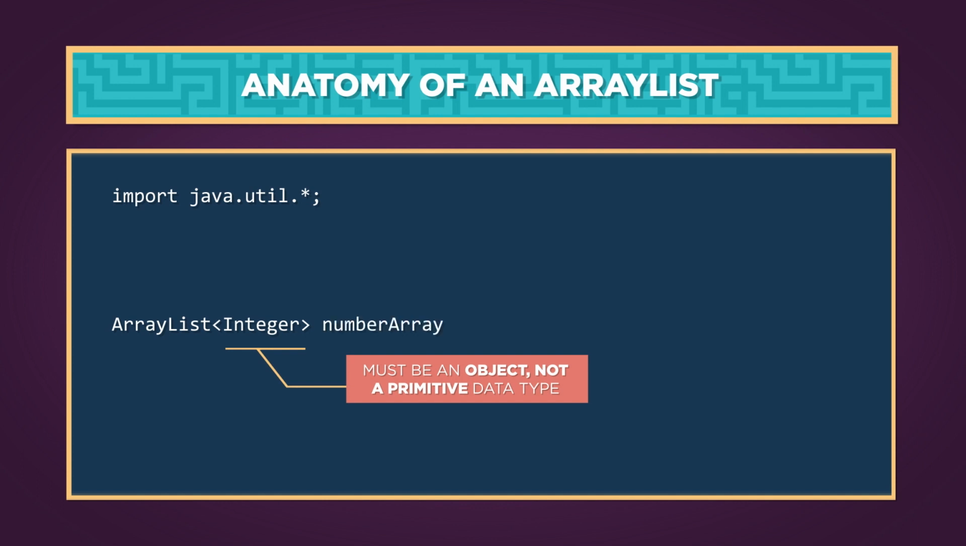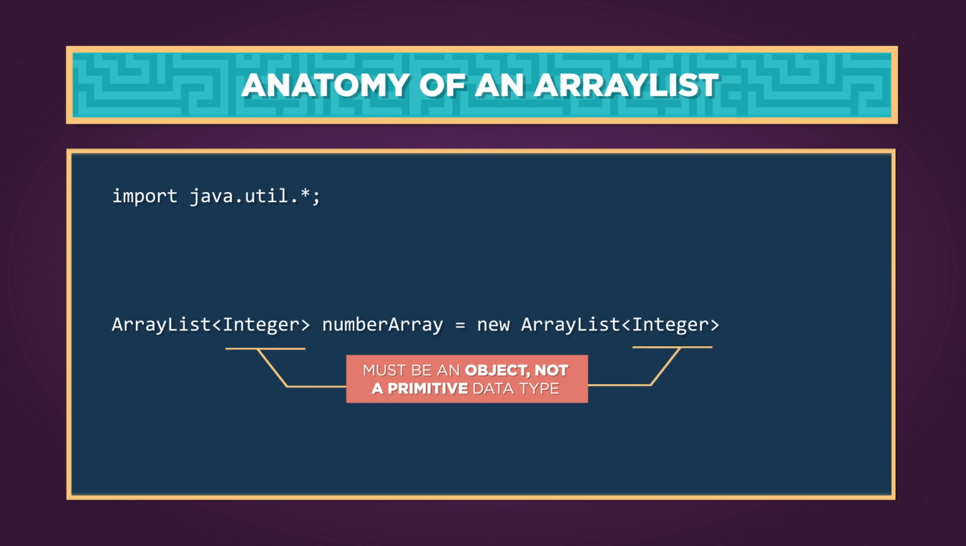To instantiate our ArrayList object, we use the new keyword, then call the ArrayList constructor. The ArrayList class is special since it uses angle brackets to specify its type. So we have to say ArrayList, then open a set of angle brackets. Inside the angle brackets, we specify the type.